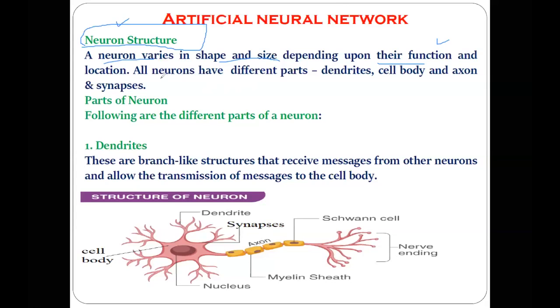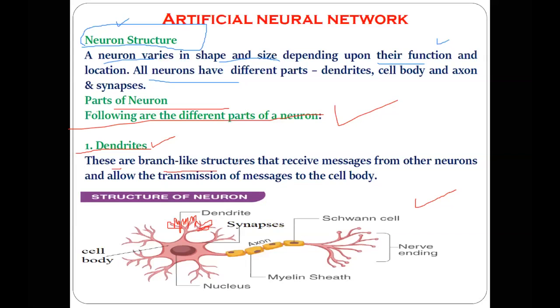So all the different neurons have different parts, and we are going to discuss some of the parts of the neurons. You can see the first part is referred to as the dendrites. You can observe this structure here, the structure of the biological neuron. So dendrites is nothing but this part. All of you are able to see? Yes, sir. So this is the dendrites, a branch-like structure.